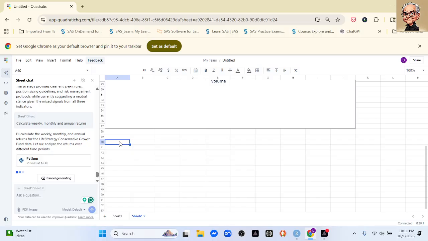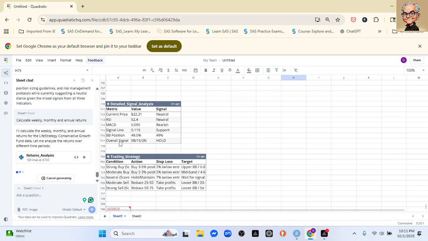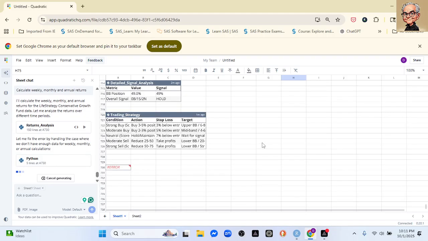Let's look at returns here real quick and see what we can do. Yep, let's calculate weekly, monthly, annual returns over time. That's correct.